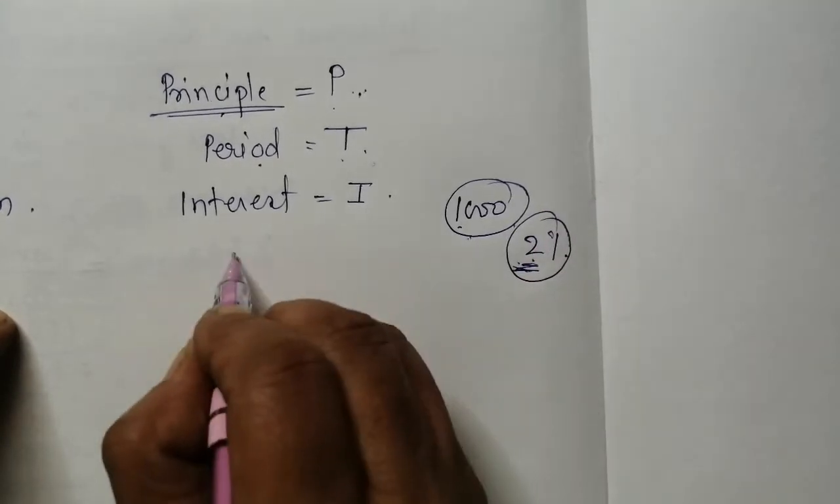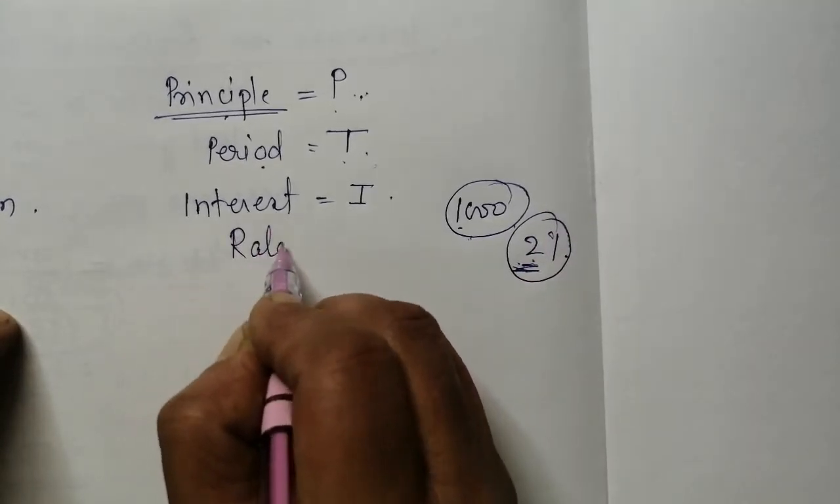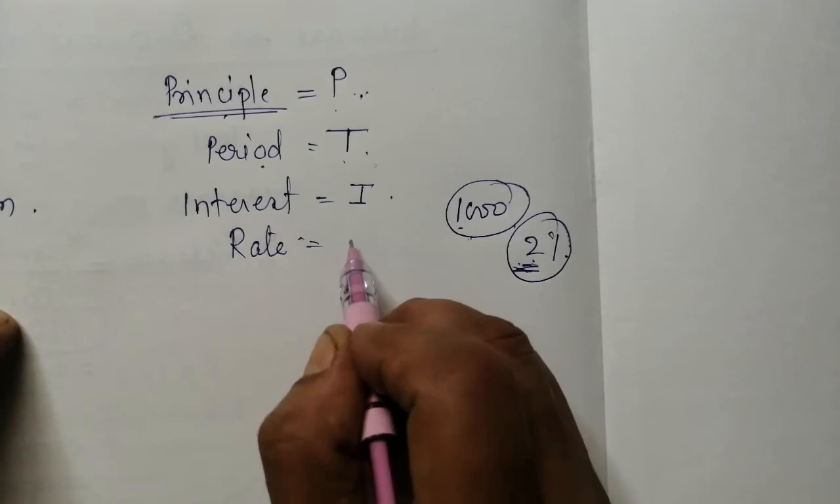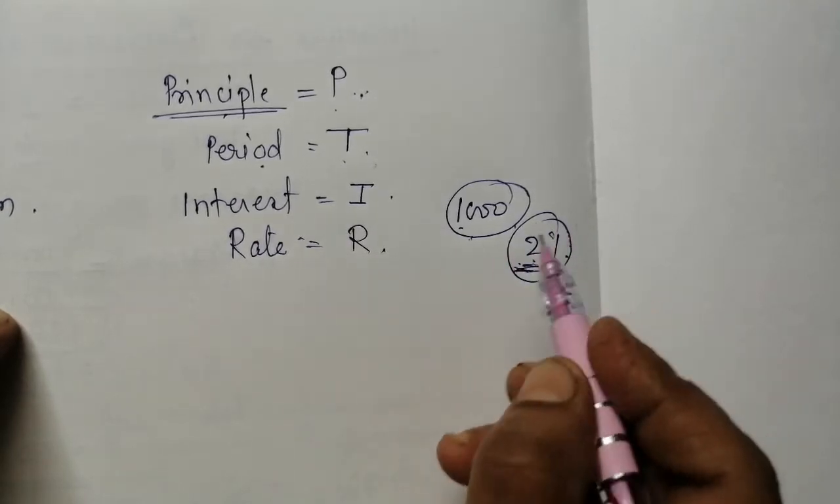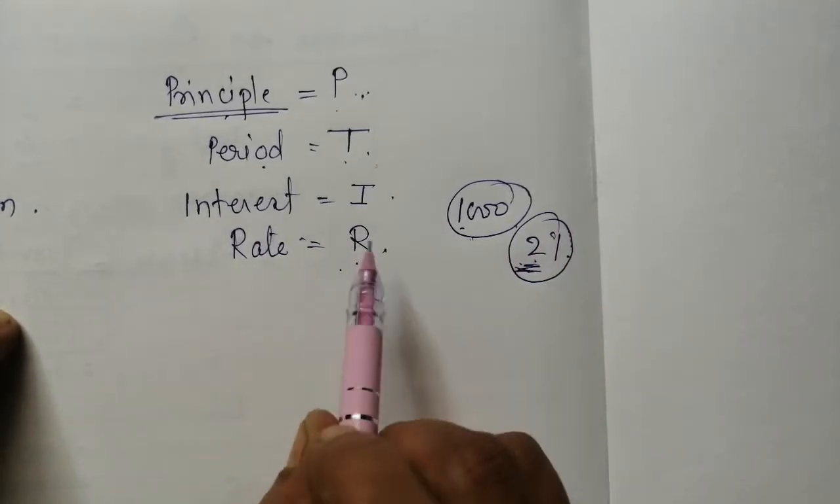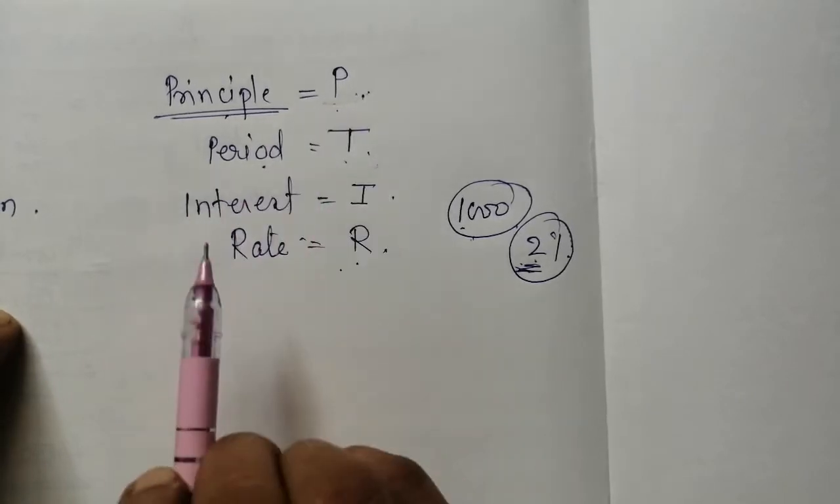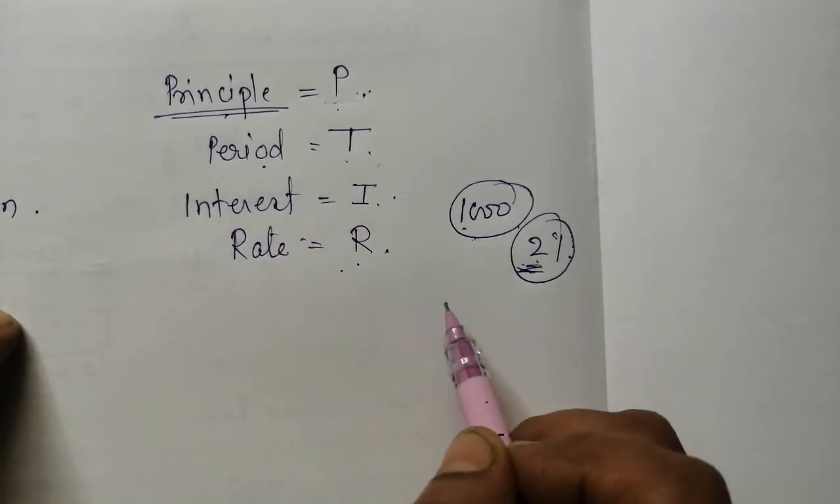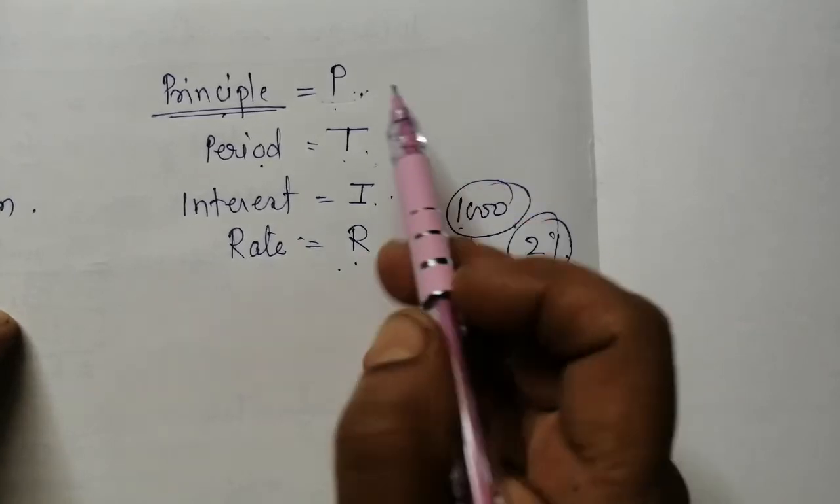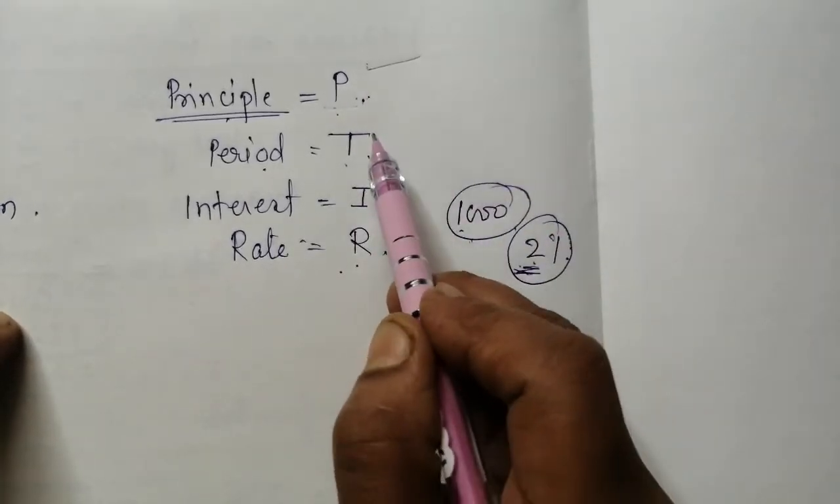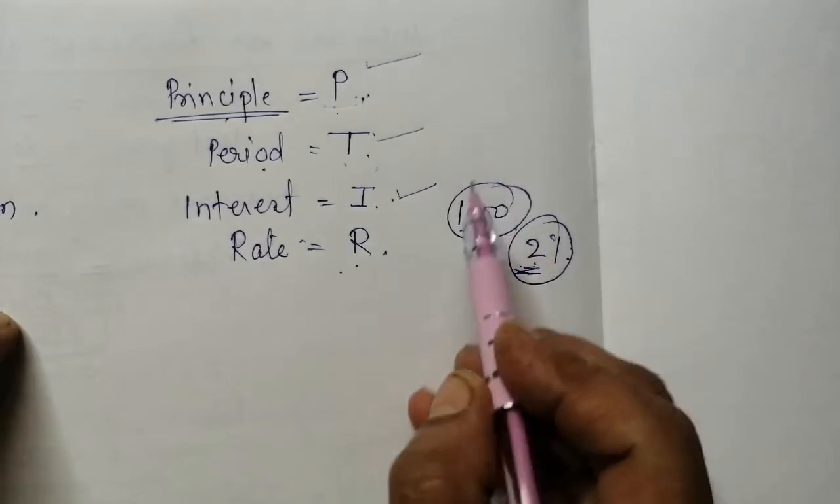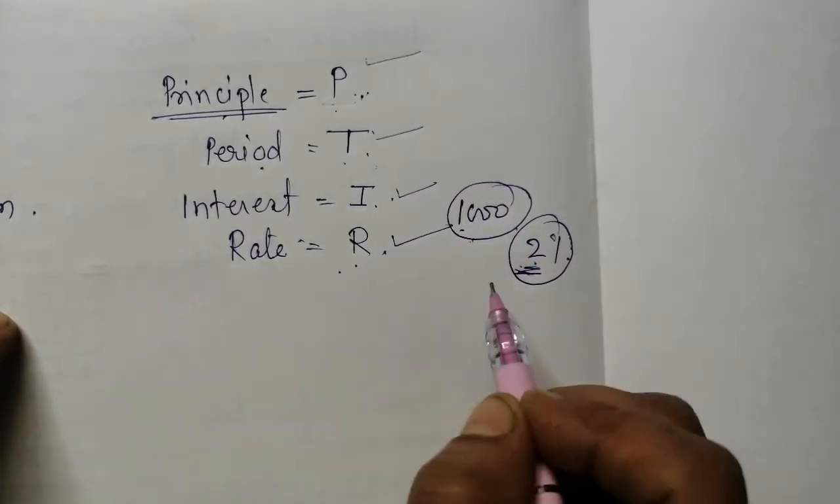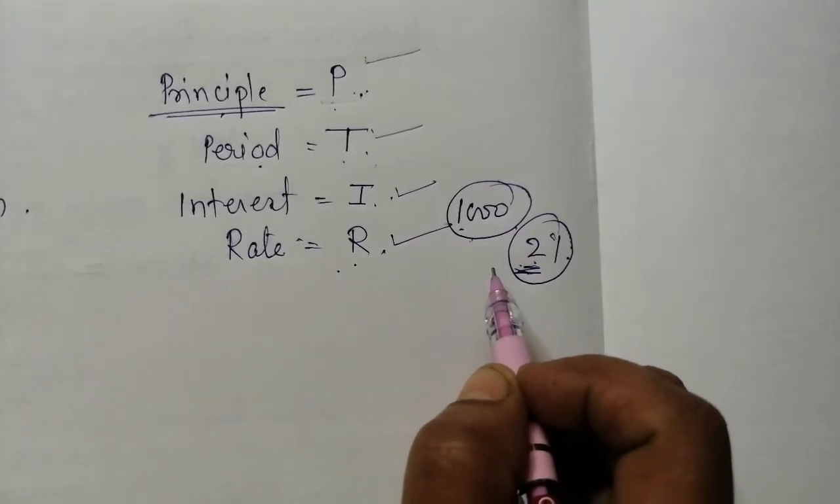This is called the rate, or rate of interest, and it is denoted by R. It means at what rate you have taken the principal amount, what is the rate of interest you are going to give. So P is for principal, T for time, I for interest, and R for rate. These are the terms you are going to use.